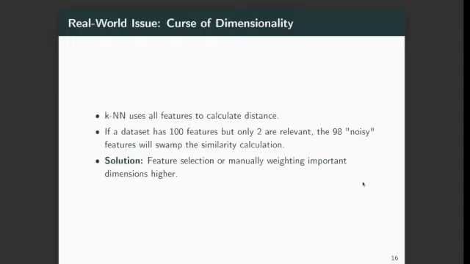So now we talk about the curse of dimensionality. KNN uses every feature to calculate distance. For example, if you are observing 10 features, it uses all 10 features to calculate the distances. If you have 100 features, but only 2 actually matter, then the 98 noisy features can overwhelm the calculation. To fix this, we use feature selection or manually give more weight to the important dimensions.